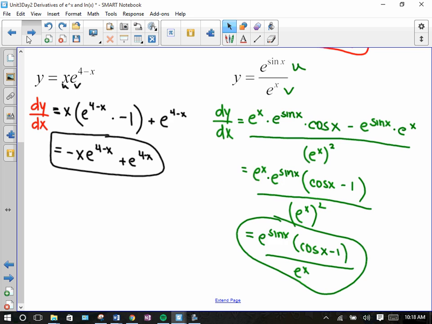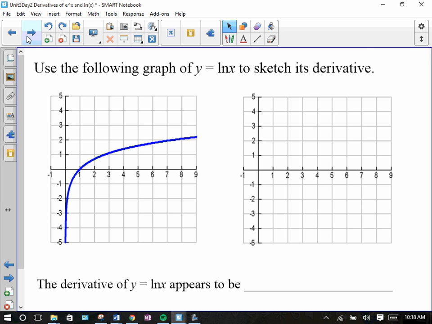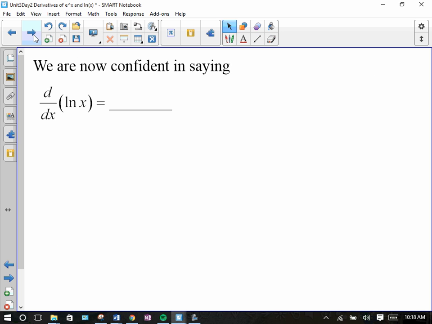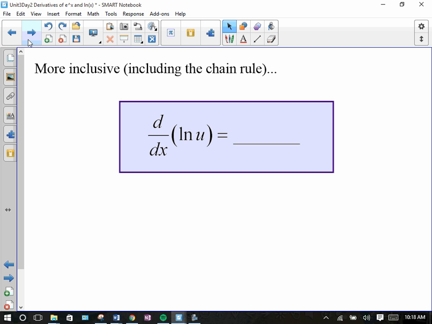No. This one. It's easy. First thing, jump over here. So the derivative of the natural log of u can be equal to 1 over u times du.